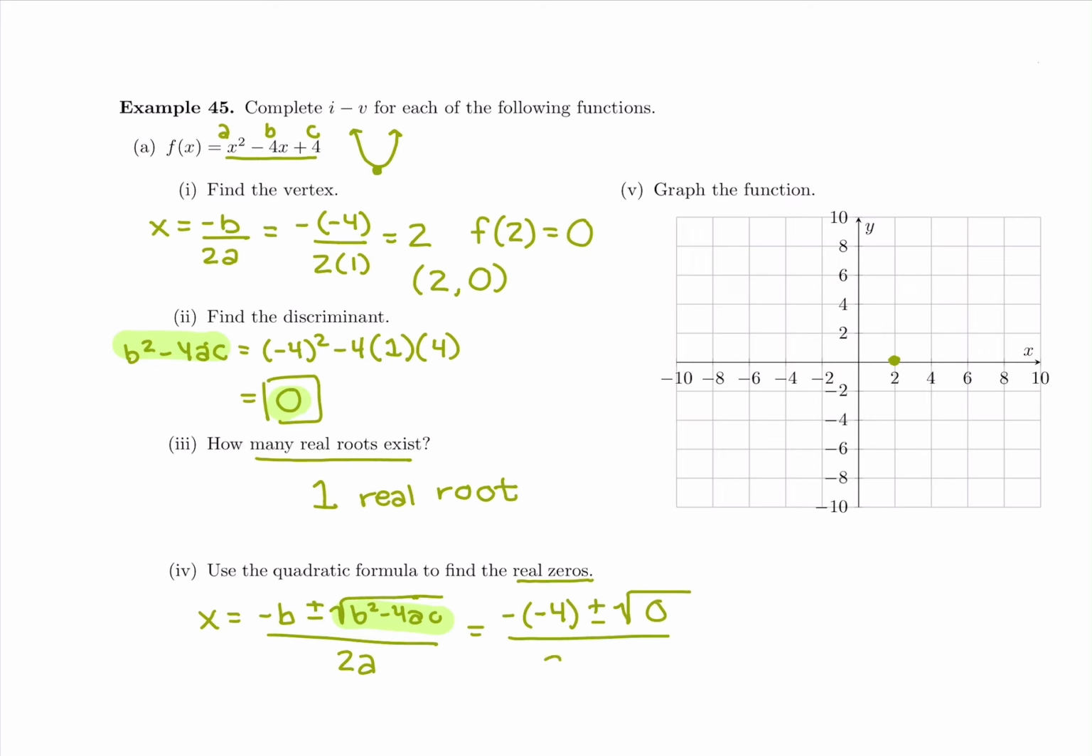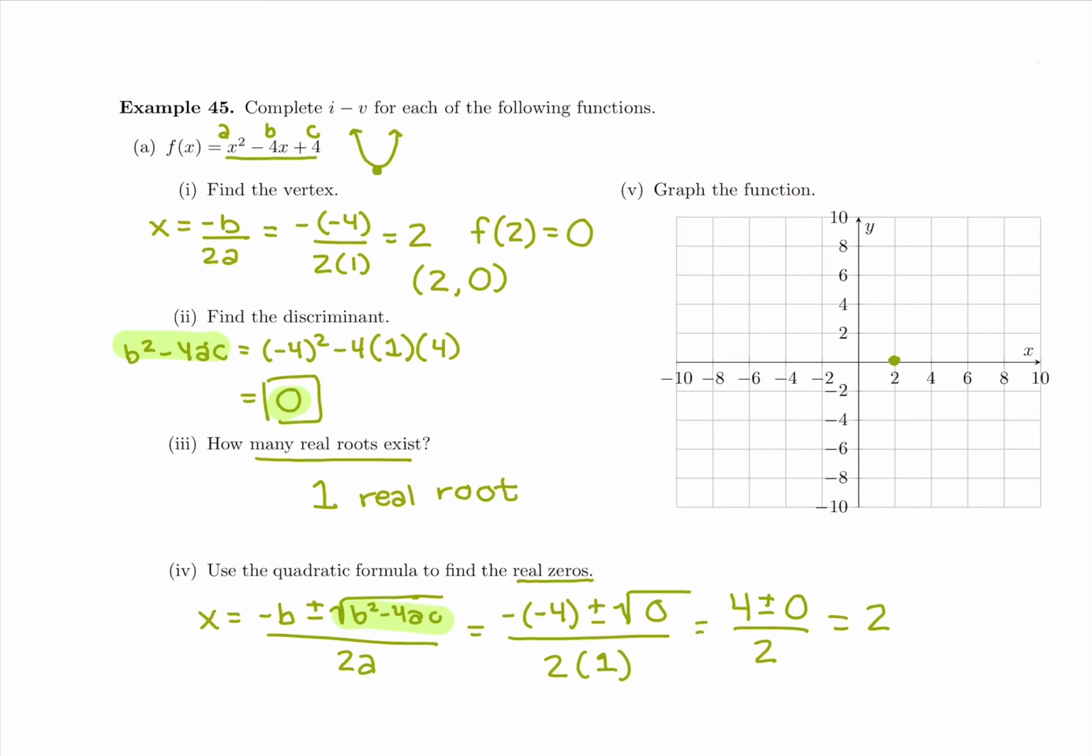Over 2 times our a, which is 1. So negative of a negative 4 is really positive 4. We have plus or minus 0, which isn't going to change the value, but we're just going to keep 4 in the top, over 2. 4 divided by 2 is 2. The x value, that is a root or a real zero or an x-intercept, is 2, which we could already tell from the first part.